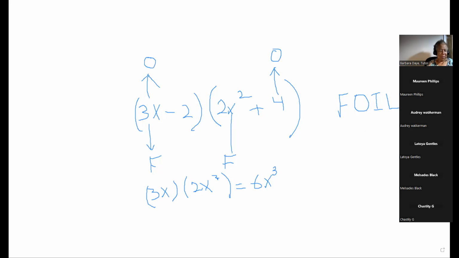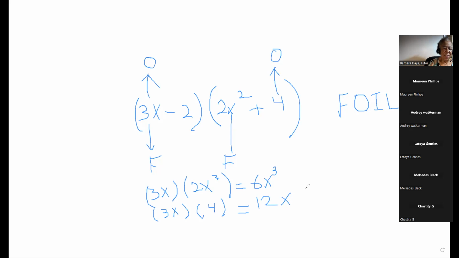There you go. So now first, outer. Everybody clear so far? Yes. Okay, so we multiply what, Audrey? 3x by the 4. That's it, 3x times 4. Very good. And that's equal to what, Audrey? 12x. Multiply the coefficients, 4 times 3 is 12, and then you have x, the variable.